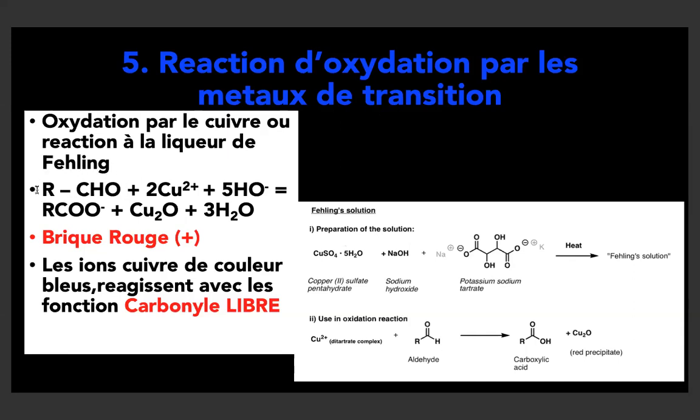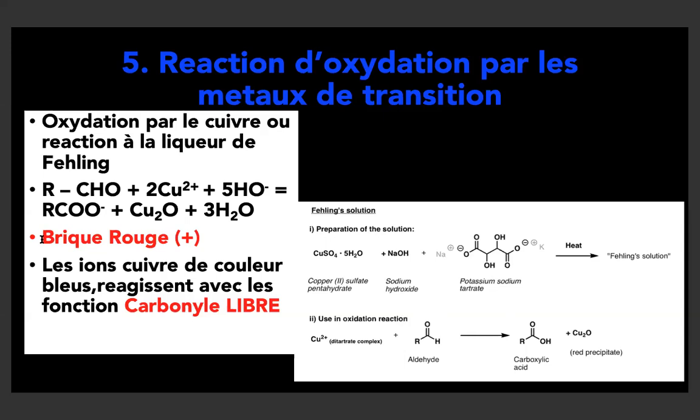So when it reacts, it's supposed to form a brick-red precipitate. Now, the brick-red precipitate is a positive indication that the molecule we started with is an aldehyde, or rather, an aldose. It's an aldose.